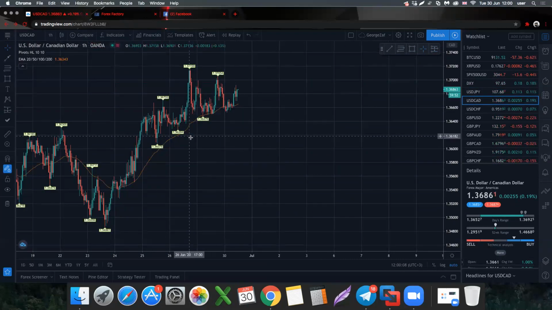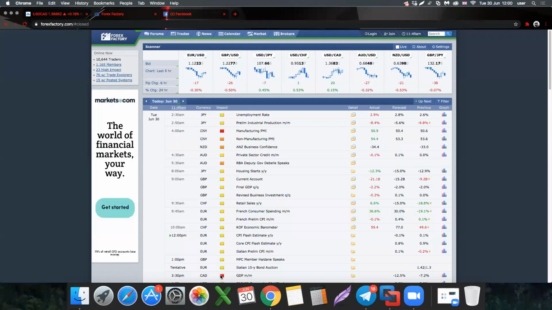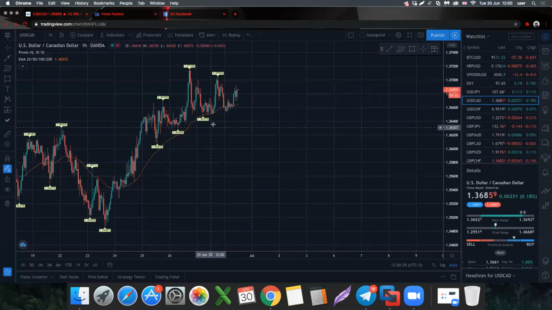USD Canadian dollar. It's an uptrend, and I think it will keep going to be an uptrend because, as we saw here, Canadian dollar news coming up, and the forecast is that Canadian dollar will lose in value. So I think it will keep going up, but I'm not going.